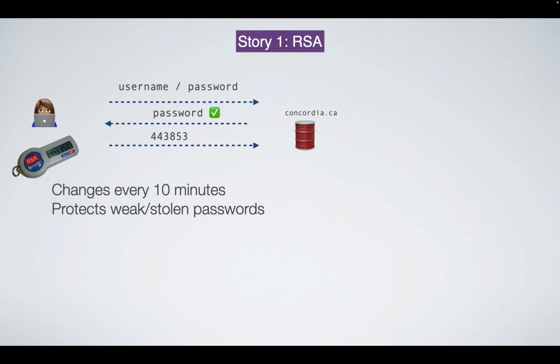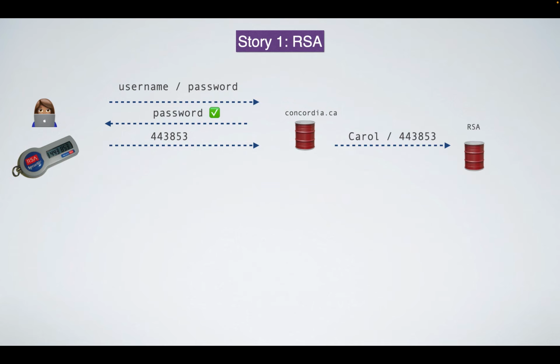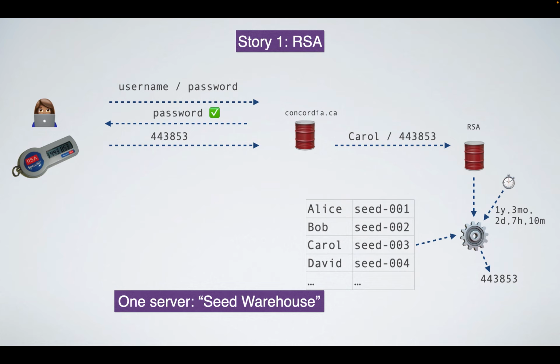Now Concordia's job is to figure out whether this number is correct or not, right? Are they actually holding the right token? There are different ways of setting it up, but the most common way is that Concordia will say, okay, that's not a question for us. That's a question for RSA, the company. We're a customer of RSA, so we're going to forward that information. We're going to say, okay, it's Carol. She's trying to log in, and this is the number that she's giving us.